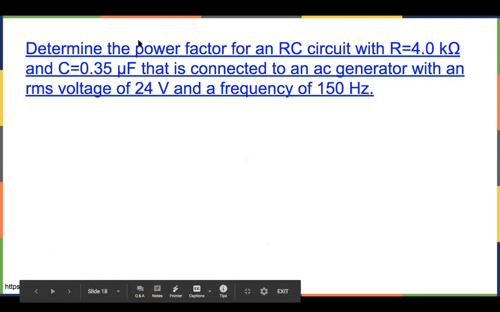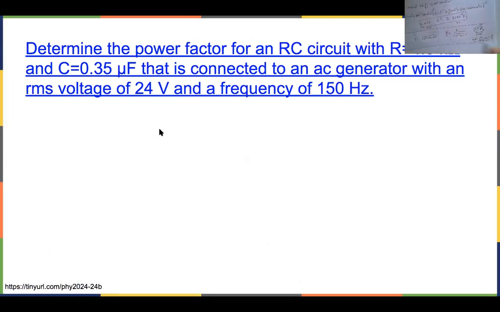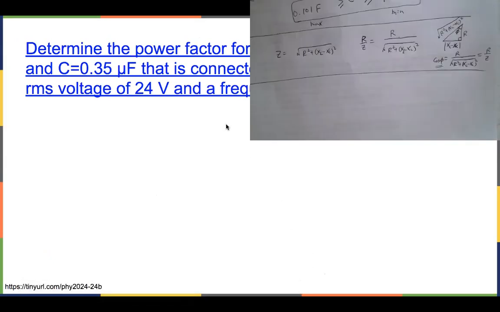So let's take a look at the second example of the day. This one says, determine the power factor of an RC circuit. So in this case, we just have R and C. We do not have the L, but you can just say XL is 0. This one says, if R is equal to 4 kilo ohms and C is equal to 0.35 microfarads, what will be the power factor when this is connected to a generator with an RMS voltage of 24 volts and 150 hertz?